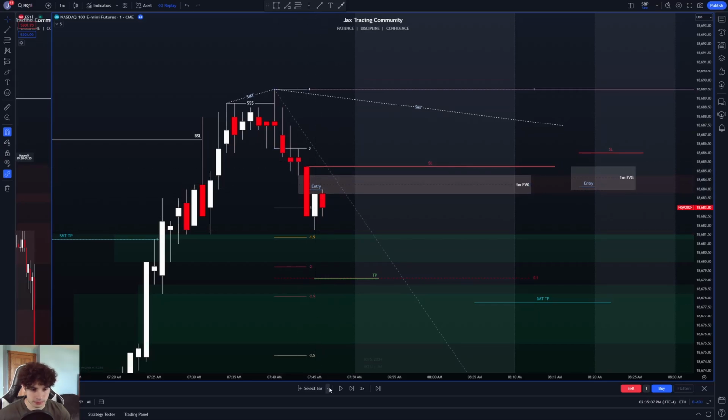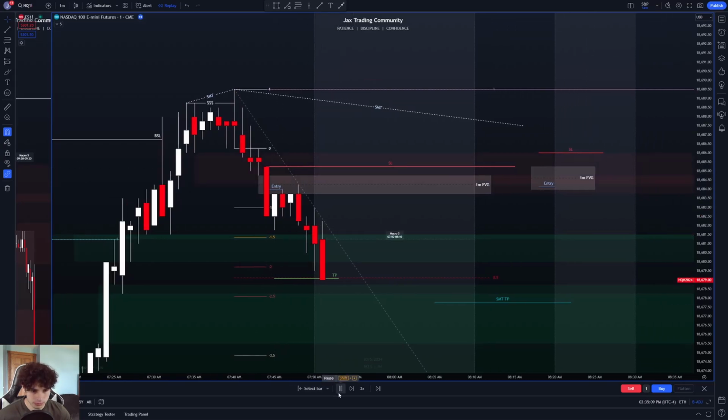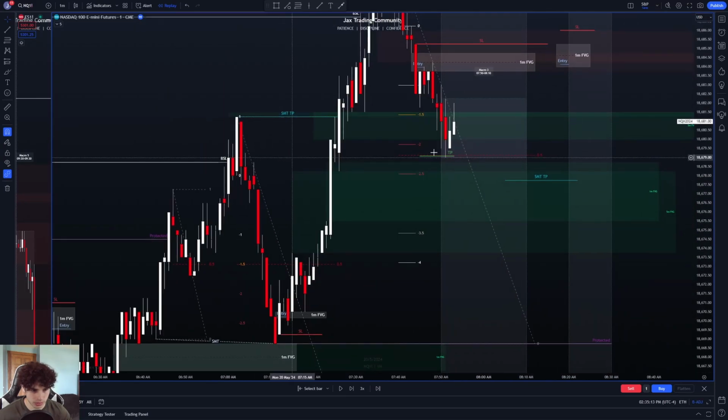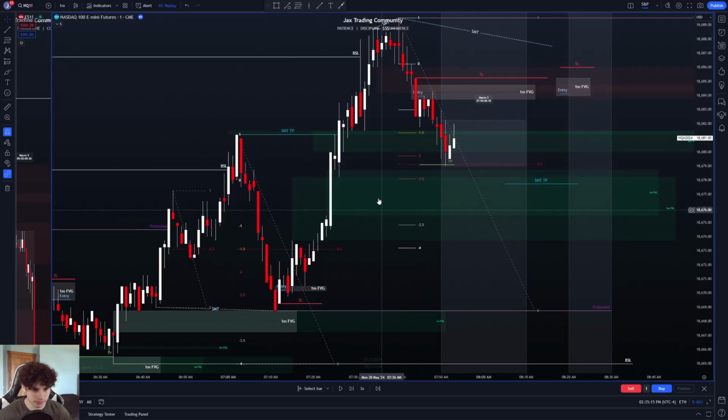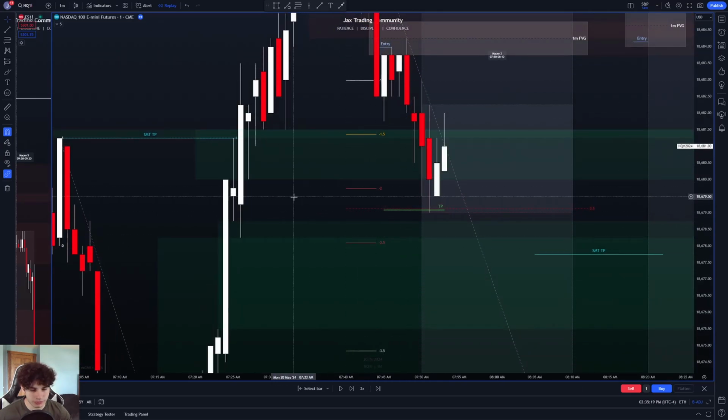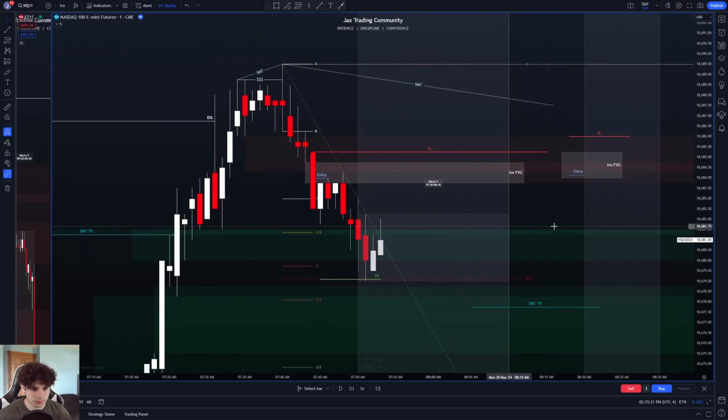You could put your stop at this high. And TP, you could take at discount of this leg right here. And this is also aligned with 2.5 on the standard deviation.